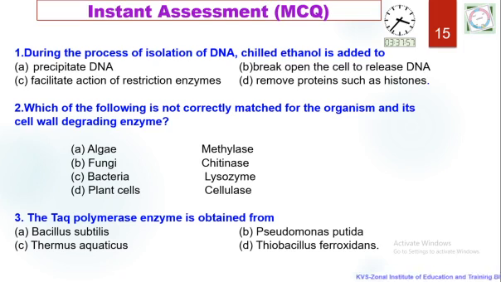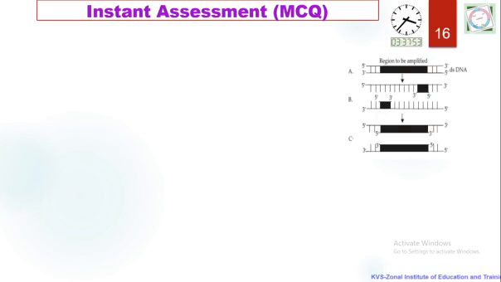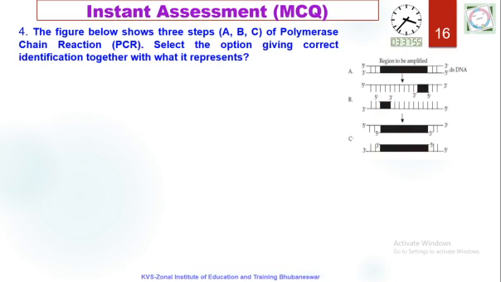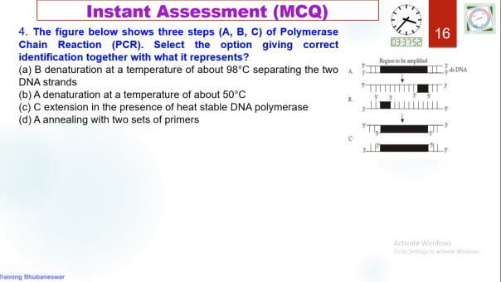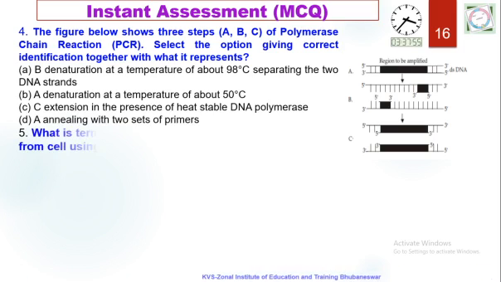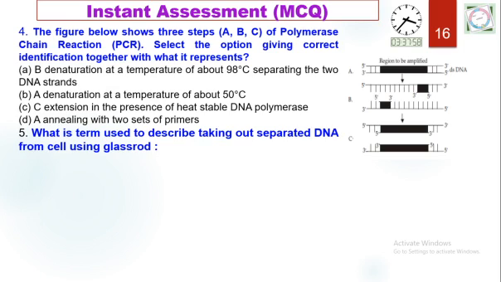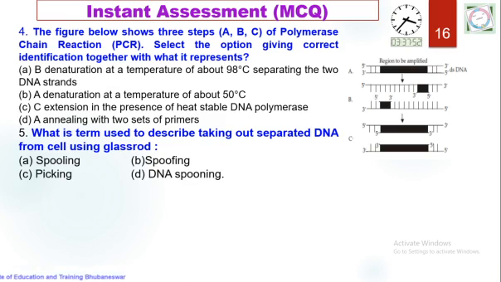The Taq polymerase enzyme is obtained from which bacterium? Options: Bacillus subtilis, Pseudomonas putida, Thermus aquaticus, and Thiobacillus ferrooxidans. There's one figure being given. It has three options A, B, and C. You have to point out the correct identification that represents what. Look at the options carefully. What is the term used to describe taking out separated DNA from the cell using a glass rod? Spooling, spoofing, picking, or DNA spooning?